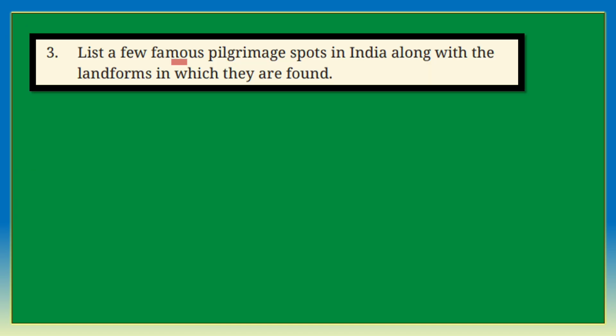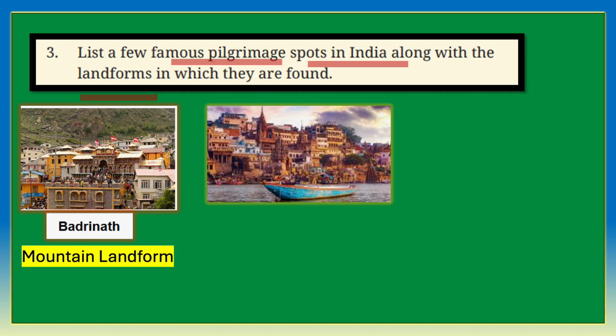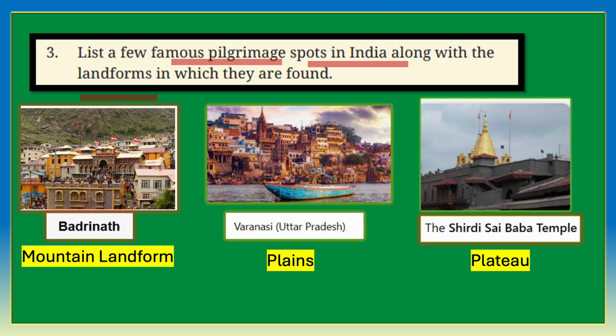List a few famous pilgrimage spots in India along with the landforms in which they are found. See, this one is Badrinath. This is a mountain landform. The next one, Varanasi. This is a plain. Then this one, Shirdi Sai Baba temple. This is a plateau.